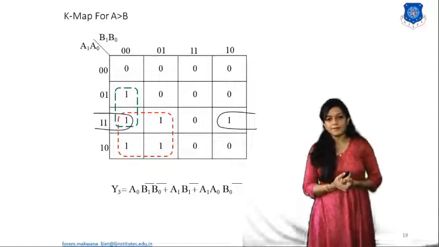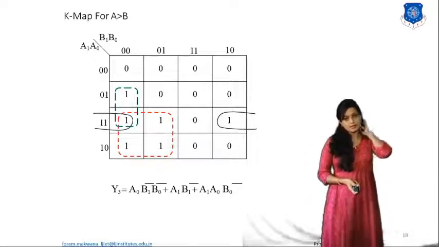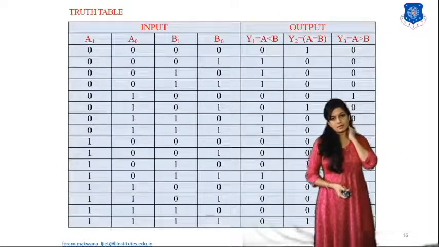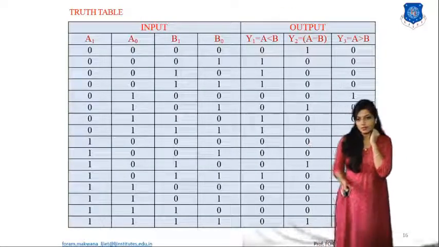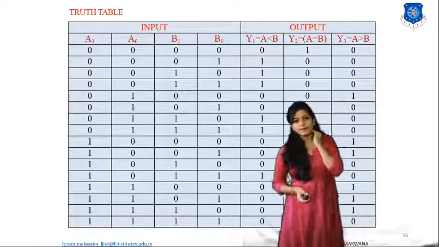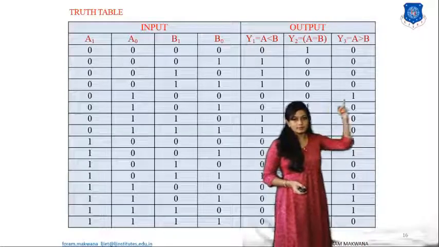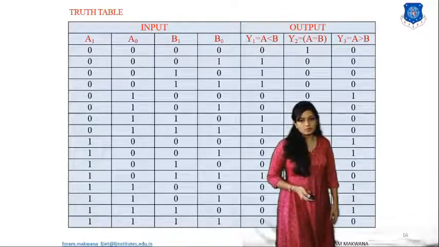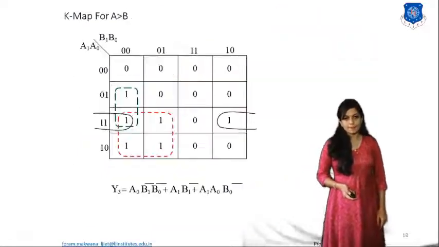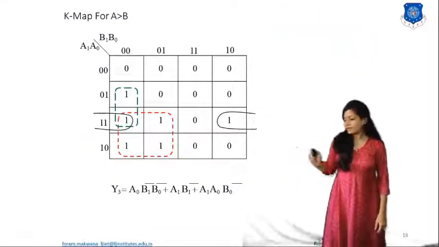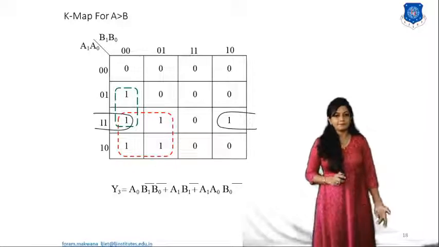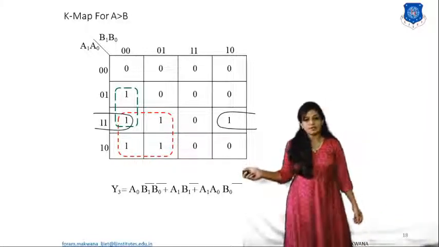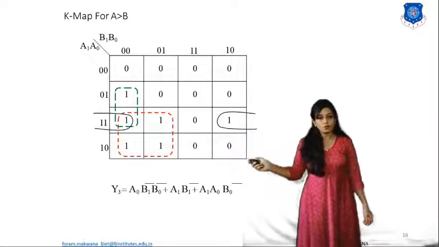In which positions are we getting the output equal to 1? Let us check in the truth table. We are getting this one, this, and all three ones. Place them inside the 4 variable K-map. The position of these ones signifies the grouping of all ones.